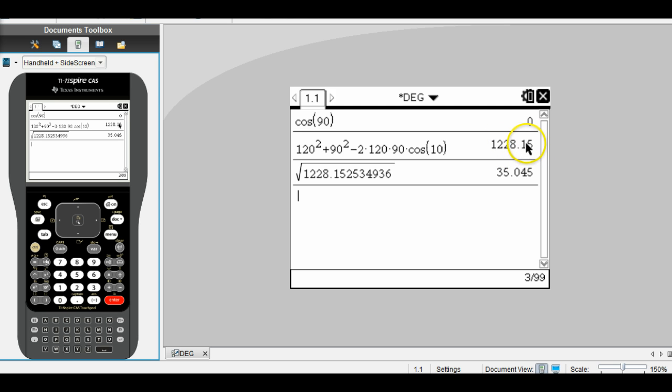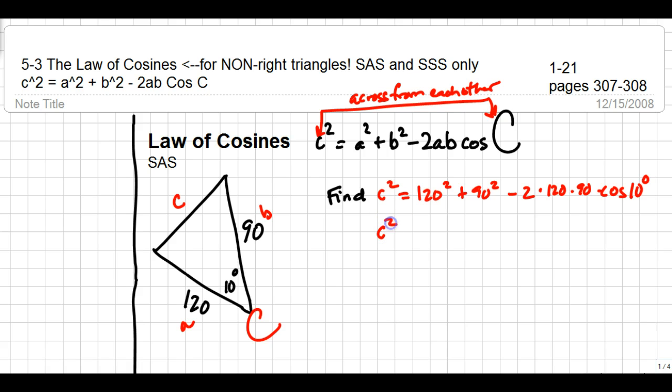Notice that when I took that number and did the square root of it to get just plain c, the calculator included some more decimals. So you don't just take this number as is. You want to do square root and then hit Control negative. That'll grab the previous answer, including extra decimals that you weren't able to see before. And so then we're just going to round that off to about 35. So we got c squared is 1228.15, and then to solve that we square rooted on both sides.